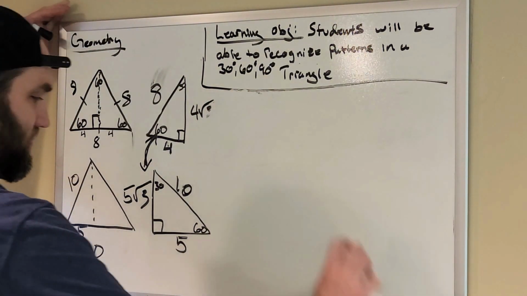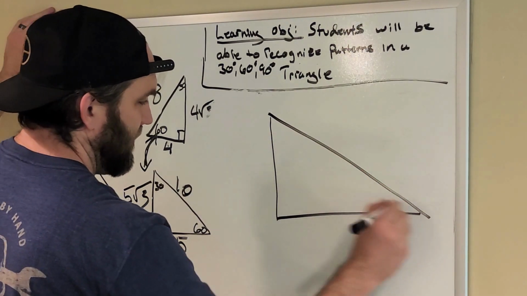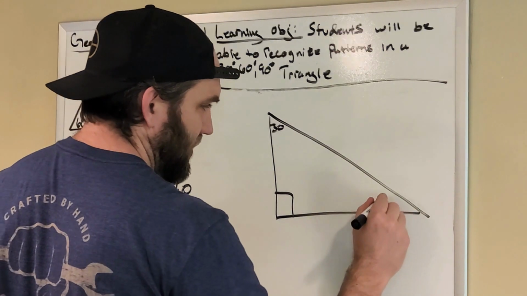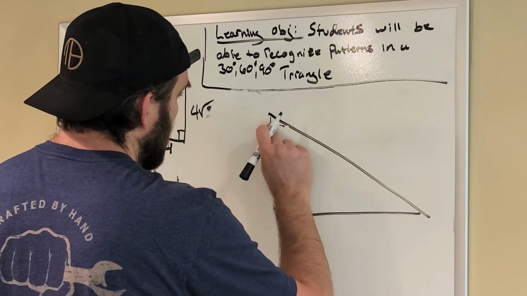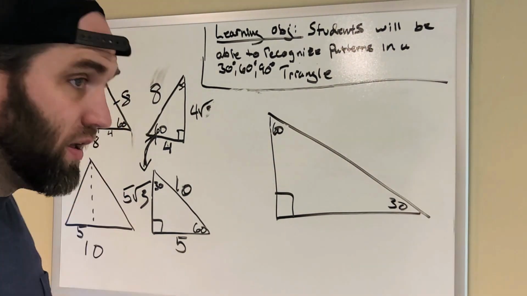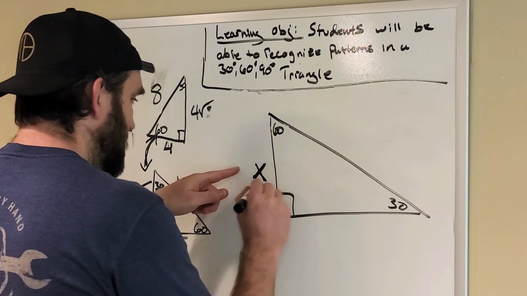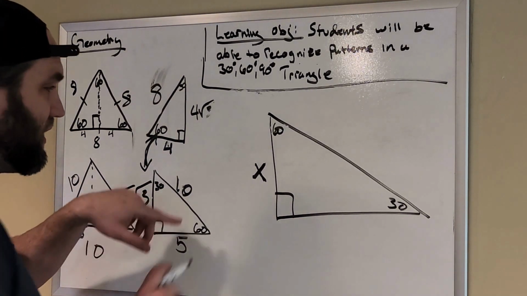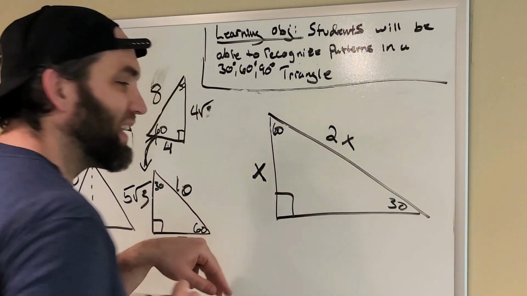Okay? So here's my 90-degree triangle. We'll call this one 30, this one 60. This is a 30, 60, 90 triangle. This side over here is going to be my X side. In this case, it would be 4. In this case, it would be 5. It's my short side. I'm going to take that short side and multiply it by 2. That's going to give me my hypotenuse.